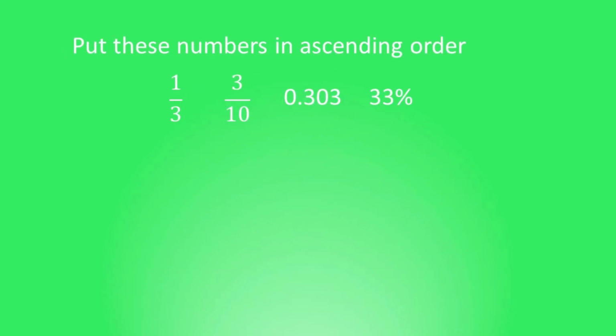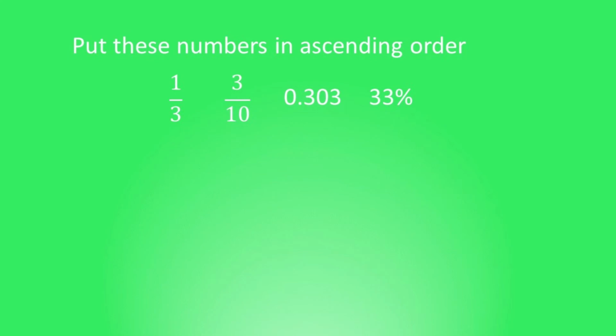Put these numbers in ascending order: 1/3, 3/10, 0.303, and 33%. Well, ascending means going up in an increasing value, okay? And actually, if you're doing this on the Maths Kitchen website, what we want you to do is to start with the smallest one and then to have them going up. You start with the smallest one at the top, and then they go up as you work down the page.